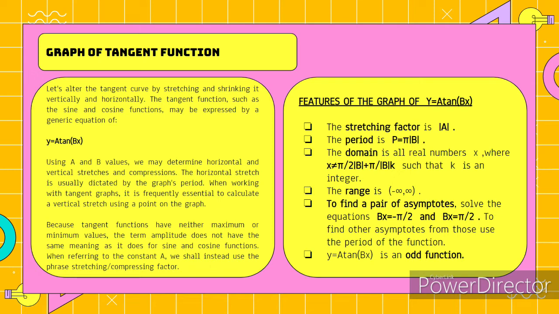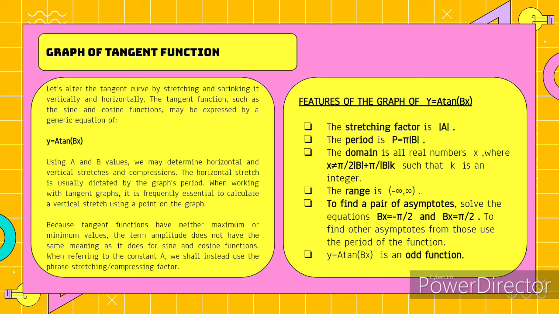Features of the graph of y is equal to a tan bx. The stretching factor is absolute value of a. The period is p is equal to pi over absolute value of b. The domain is all real numbers x, where x is unequal to pi over 2 absolute value of b plus pi over absolute value of b times k, such that k is an integer. The range is negative infinity to infinity.